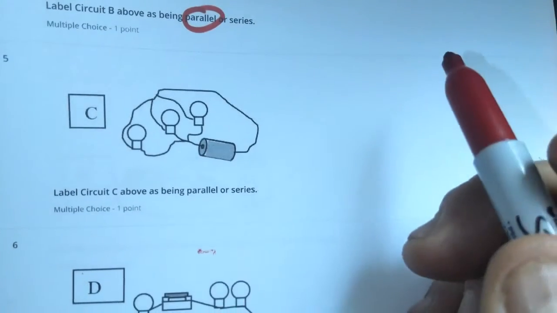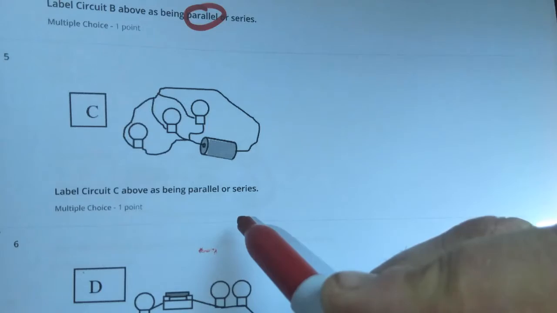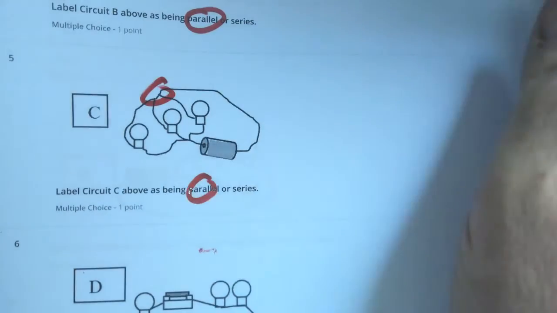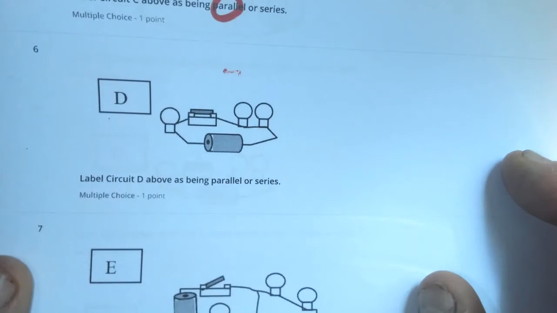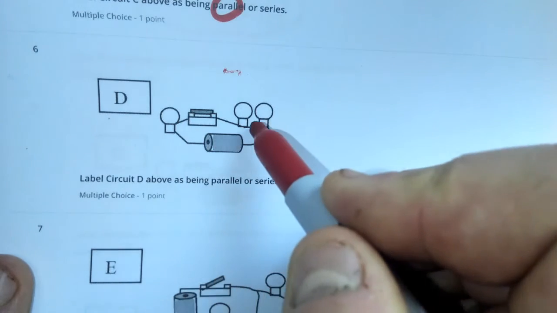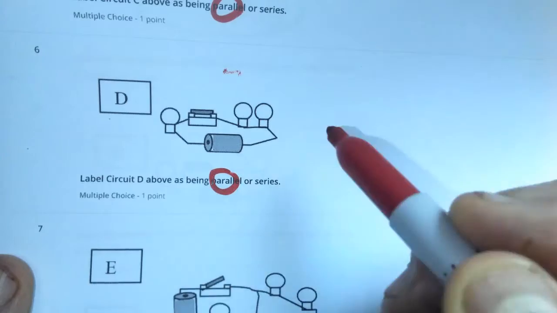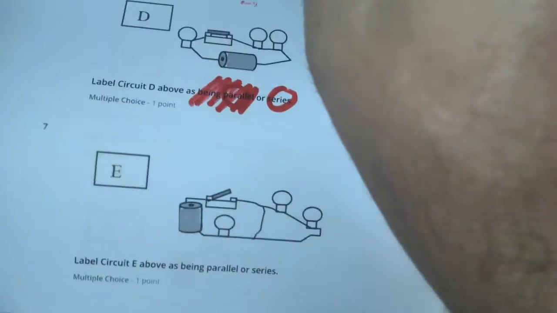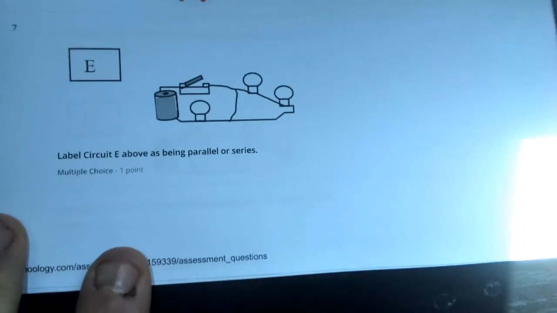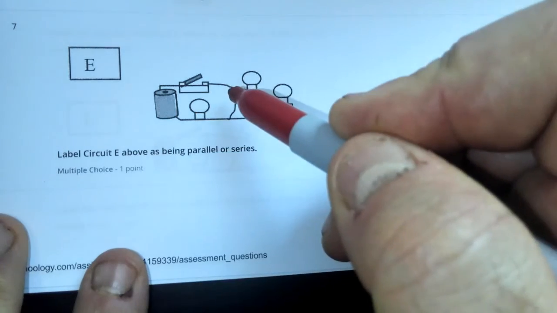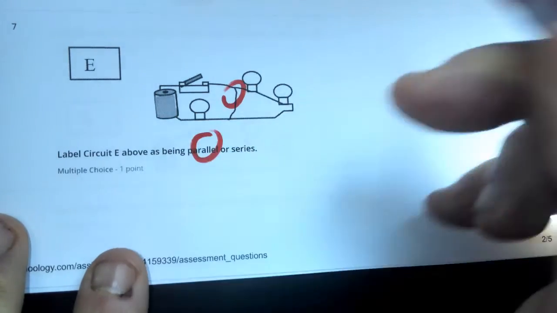Number 5. Label circuit C as being parallel or series. There's a branch going on, so it's parallel. Number 6. Label circuit D above as being parallel or series. As I go from the battery around, I don't see any branches, and so it's series. Letter E, or number 7. Label circuit F as being parallel or series. We have a branch right there, so it's parallel.